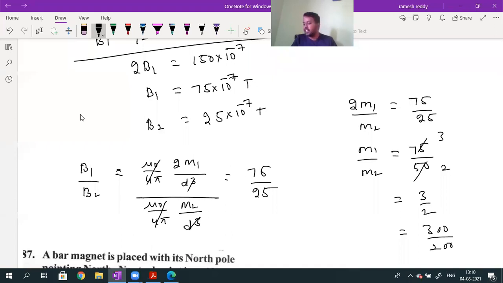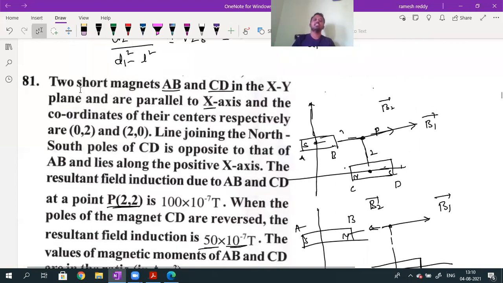The question looks lengthy, for appearance it is lengthy, but the question is simple. So initially the two bar magnets are there. Two bar magnets are placed parallel to the x-axis. Both are placed parallel to the x-axis only, they have given. One is placed on the x-axis exactly, and one is placed on the y-axis.